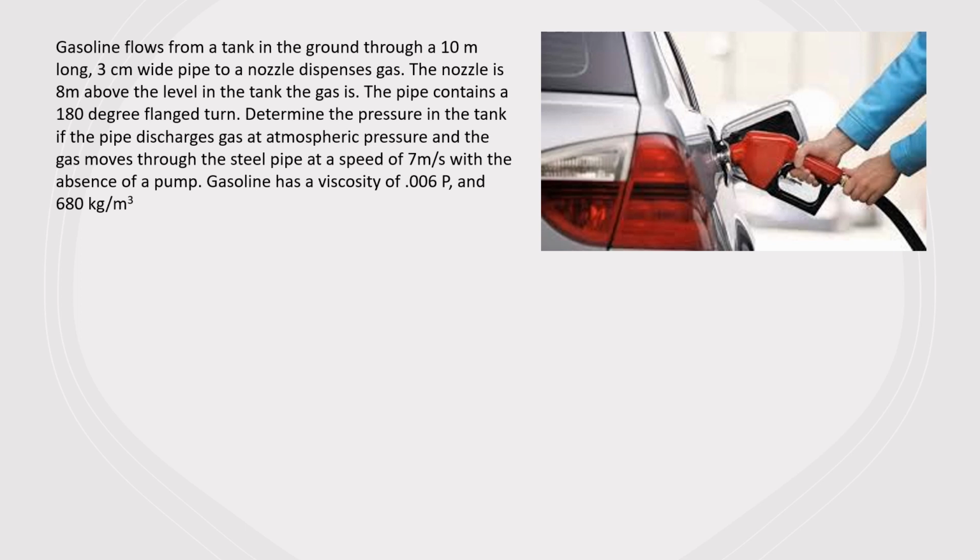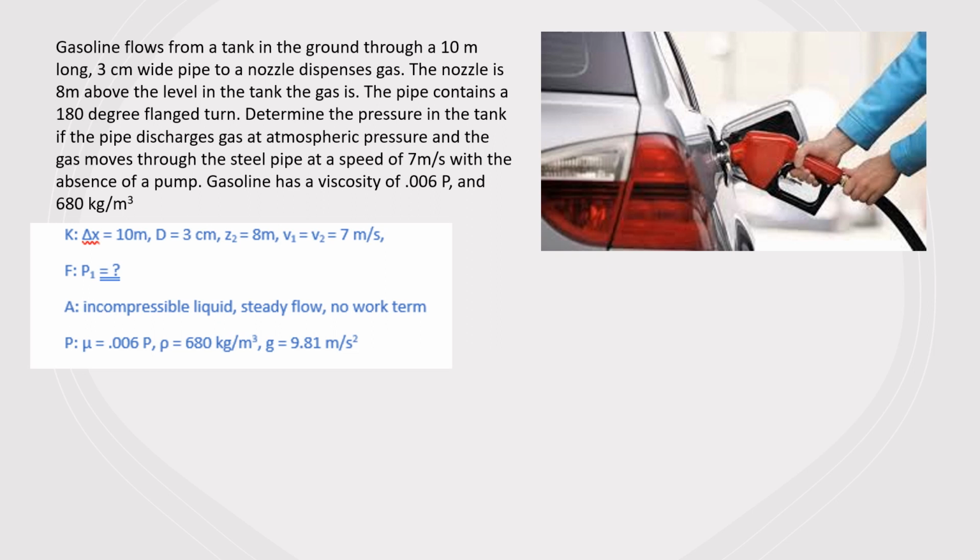When we're having gas flowing from the ground through a 10-meter long, 3 centimeter wide pipe, the tank is 8 meters below the ground, or below where the nozzle is, and we're going to find the pressure in the tank. So our knowns: we know the dimensions of the pipe the fluid's flowing through, we know the change in height to the nozzle, and we know the velocity. It says it is 7 meters per second. We're going to find the pressure.